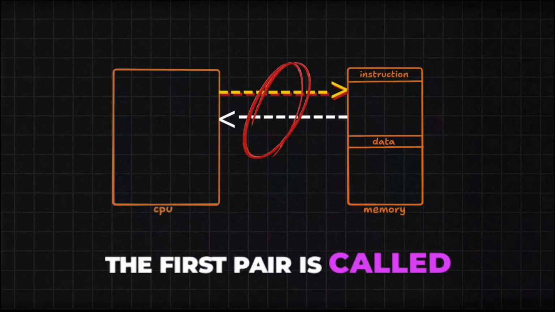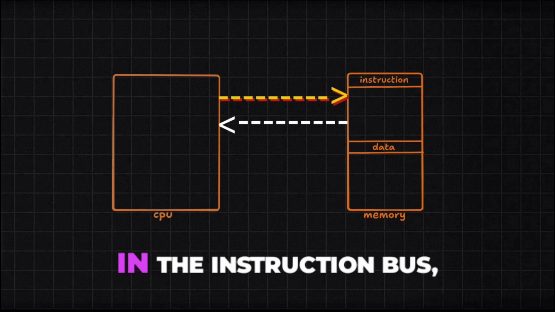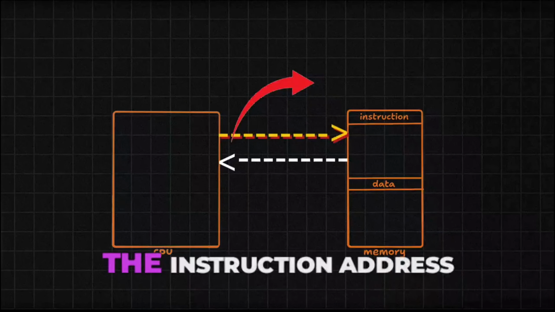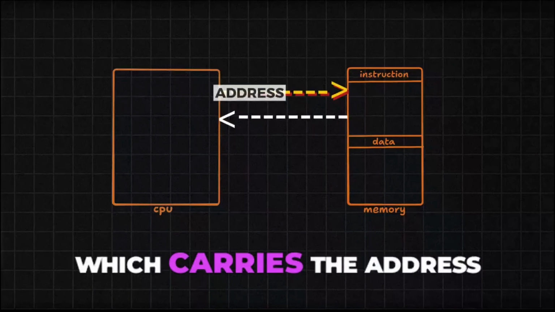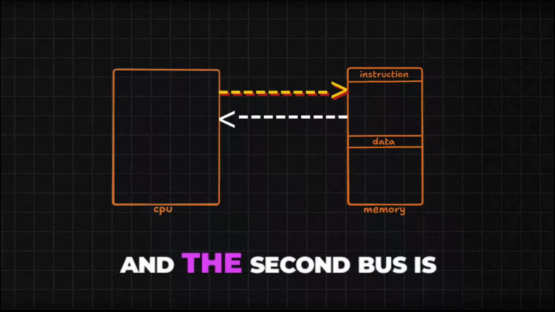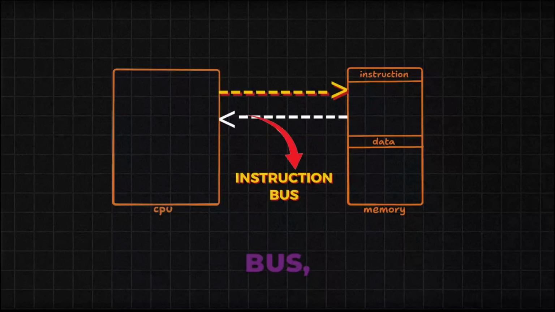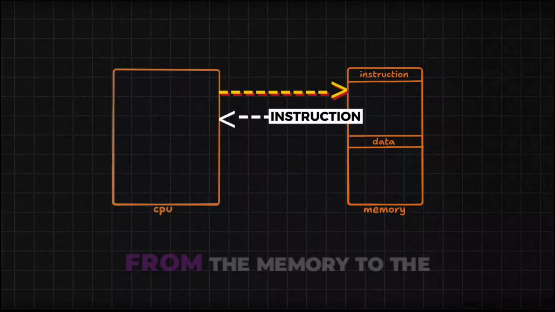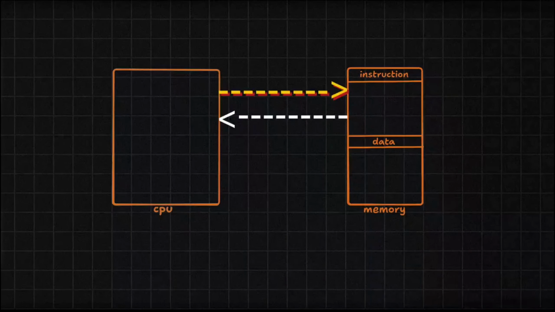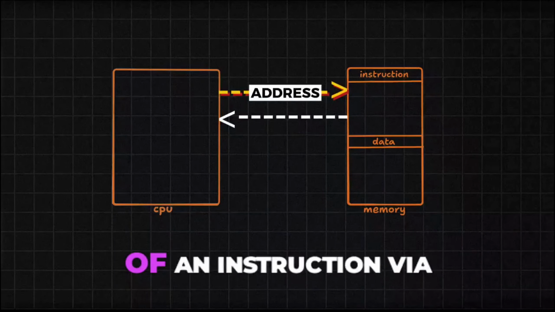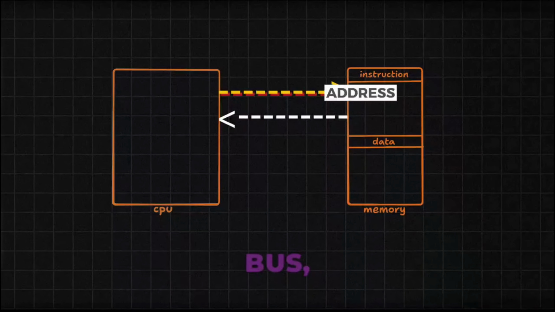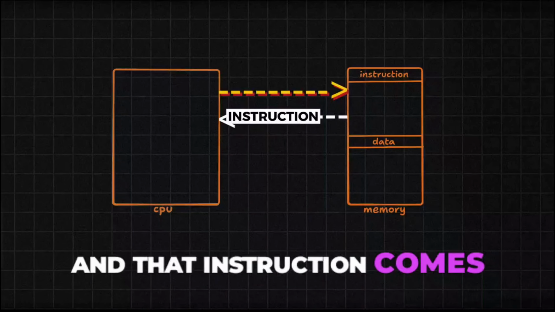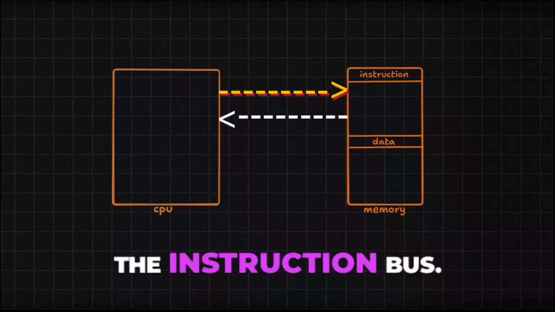The first pair is called the instruction bus. In the instruction bus, the first bus is called the instruction address bus, which carries the address of the instruction, and the second bus is called the instruction bus, which carries the instruction from the memory to the CPU. So the CPU sends the address of an instruction via the instruction address bus, and that instruction comes back to the CPU through the instruction bus.